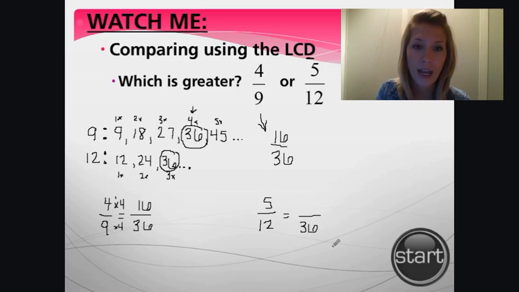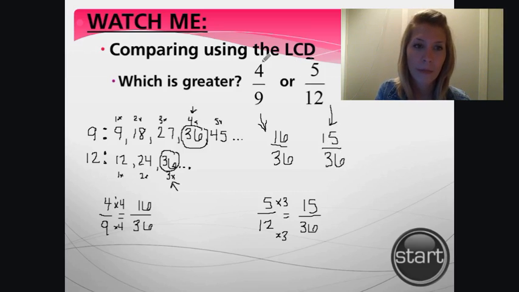Now let's do the same for 5/12. What number times 12 equals 36? We take a look here, it's 3. 12 times 3 equals 36. What we do to our denominator, we also do to our numerator. So let's multiply 5 times 3, which equals 15. So then we write here, our equivalent fraction of 5/12 with the least common denominator of 36 is 15 over 36.